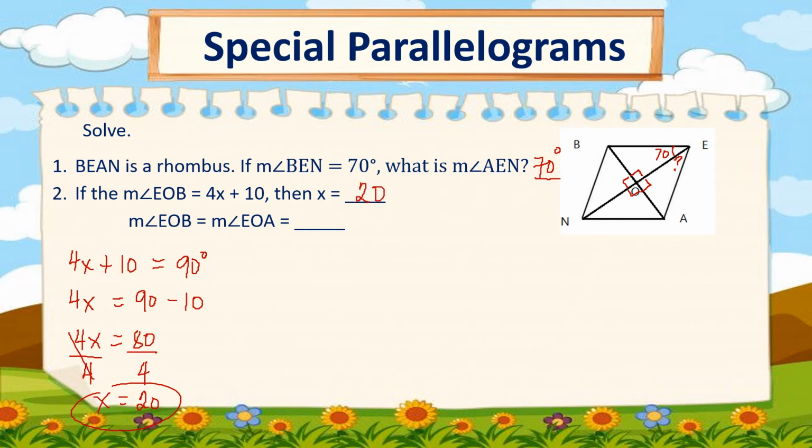Next, find the measure of angle EOA. The measure of angle EOA is also 90 degrees. Same with angle EOB, same with angle BON and angle NOA.